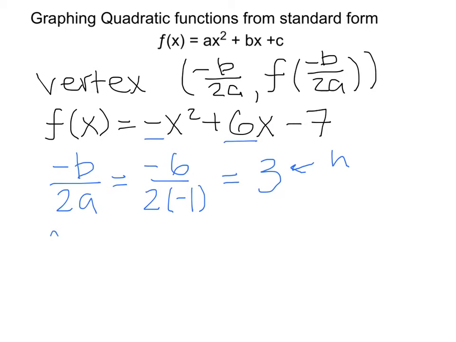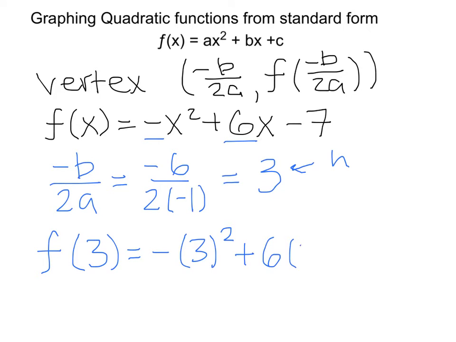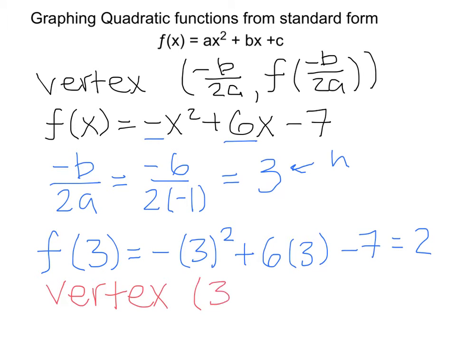To find the k value, you plug in 3 into your original equation. Negative 3 squared plus 6 times 3 minus 7. When you calculate that value, you'll get positive 2. So then the coordinates for your vertex are 3, 2.